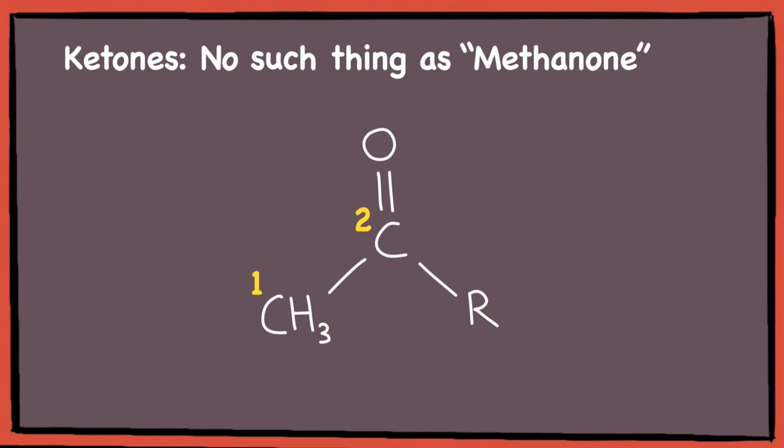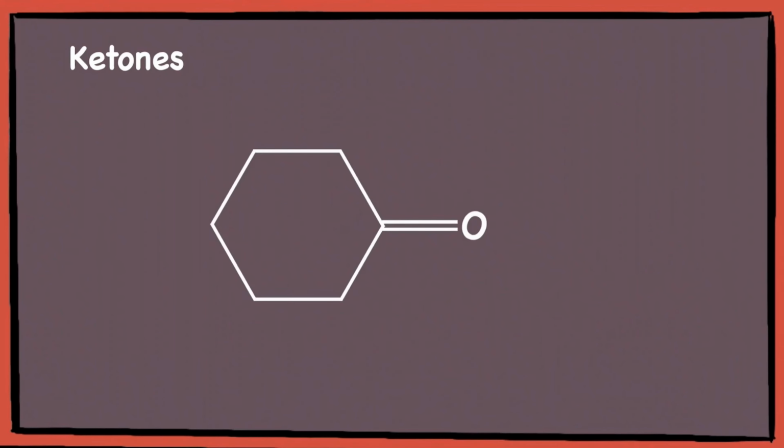If you realize, there is no such thing as methanone, as the ketone functional group already has 2 carbon atoms. So it's impossible to have only 1 carbon atom in a ketone. Now let's take a look at this example here. There are 6 carbon atoms in this enclosed ring here, so it's called cyclohexanone.